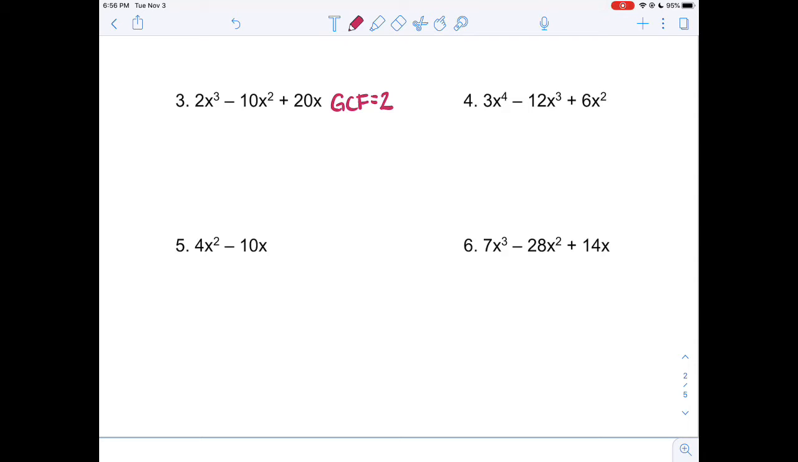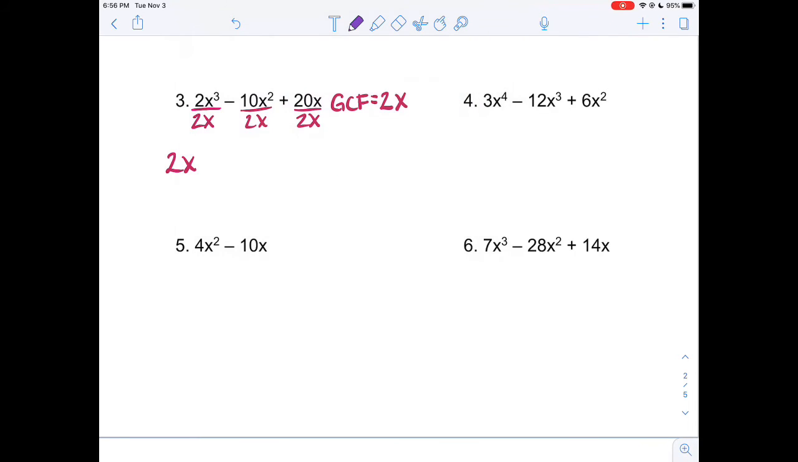If I look at x to the 3rd, x squared, and an x, the greatest number of x's that they have in common is just a single x. The first and second terms have more than one, but since that third term only has one single x, that's how many I can take out. So I'm going to divide everything by 2x, which comes out to the front.